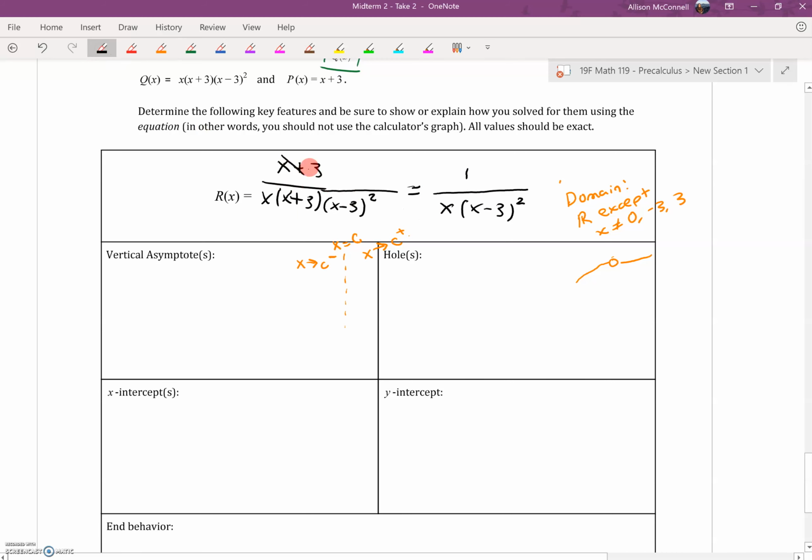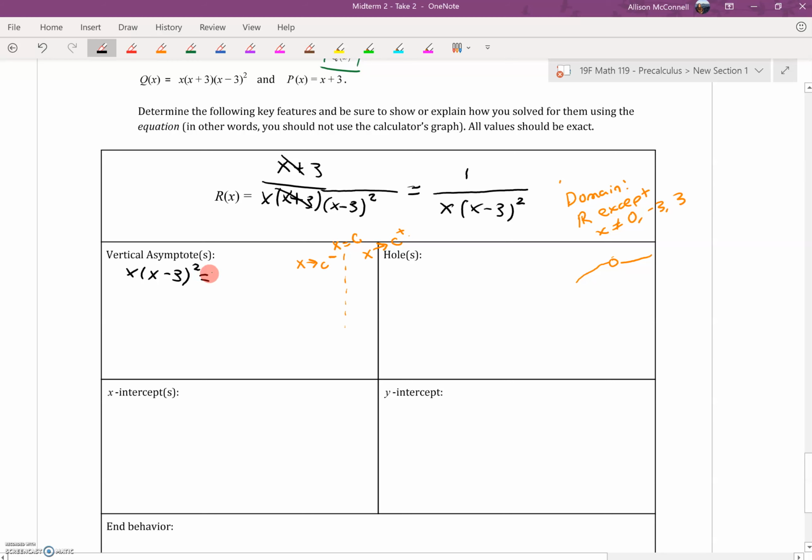hopefully you see that this x plus 3 over x plus 3 divides out, since it is a form of 1, leaving us with x and x minus 3 quantity squared. Basically what we want to know is which values of x, 0, -3, or 3, are going to give us 0 in the denominator. 1 divided by 0, not a good time. We don't want any division by 0. We don't know how to deal with it.